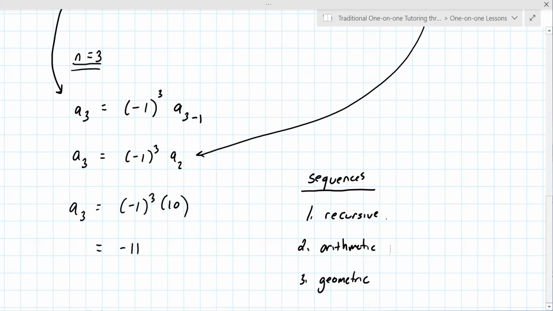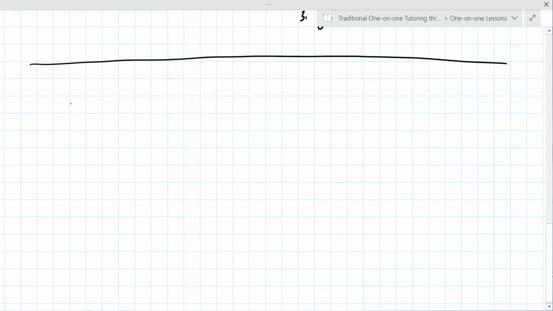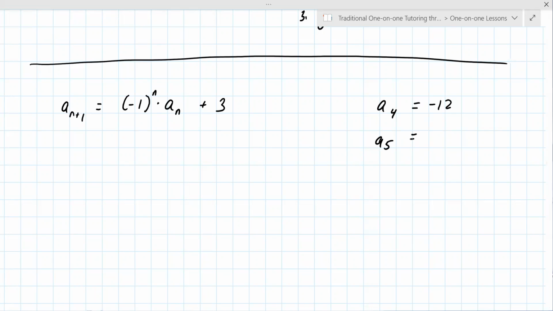Let's try one more here. Let's just make up another one. Let's say that a sub n plus 1 equals -1 to the n times a sub n plus 3. And let's say that A4 equals -12. Can you figure out the value of A5? So give this a try, please.